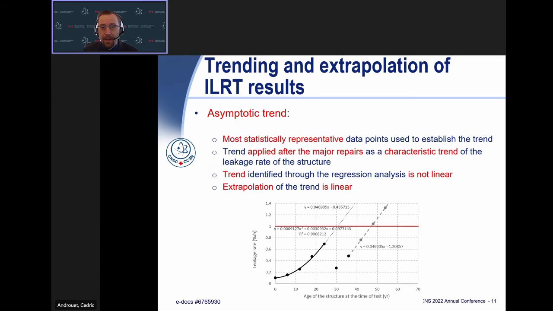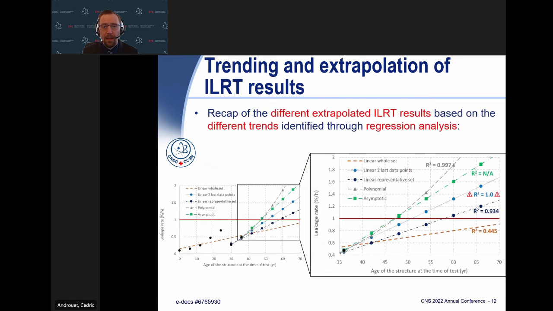So again, the trend identified through the regression analysis is not linear. However, the extrapolation of the trend is linear, which is in line with the definition of stable given by CSA. So if we take a closer look at the different extrapolated ILRT results, we may observe some major differences in the conclusions that might be drawn.